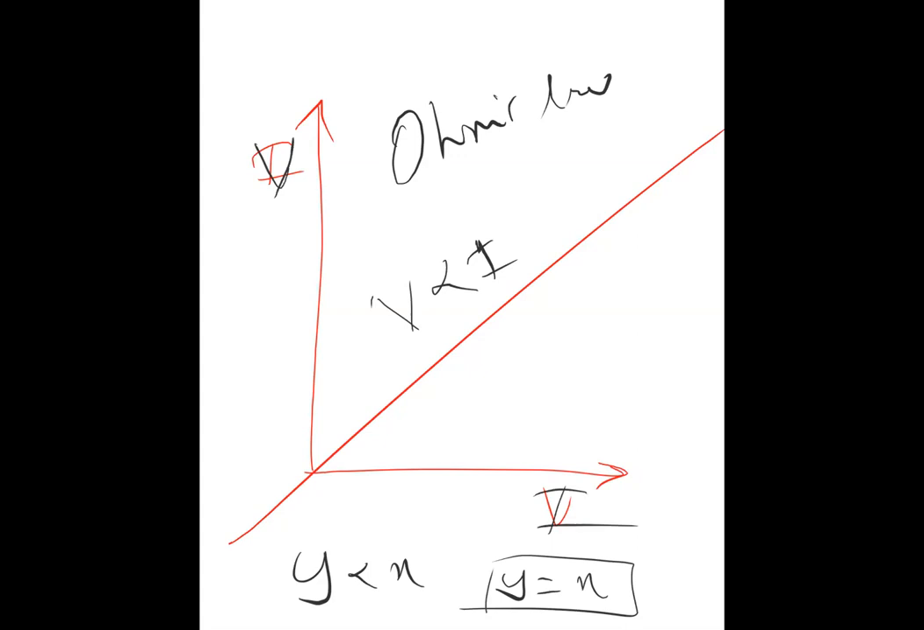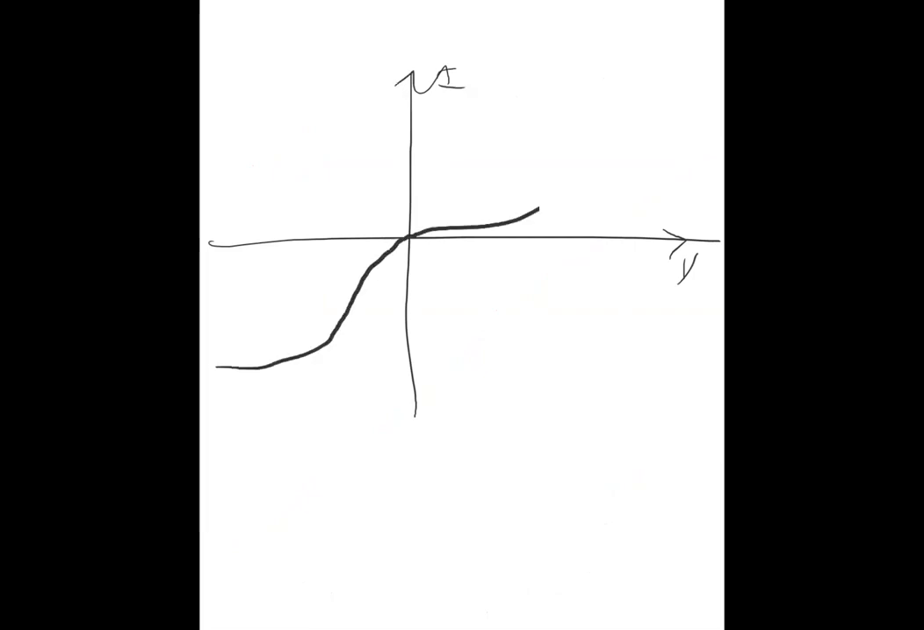Okay. But some materials are not following Ohm's law. Those materials are called non-ohmic materials. They are not following Ohm's law. Different varieties of non-ohmic materials are there. One variety is a semiconductor, which shows a graph like this. This is the VI graph for semiconductors.